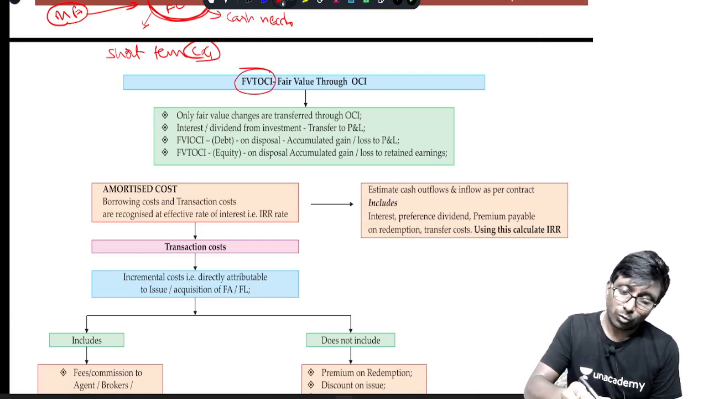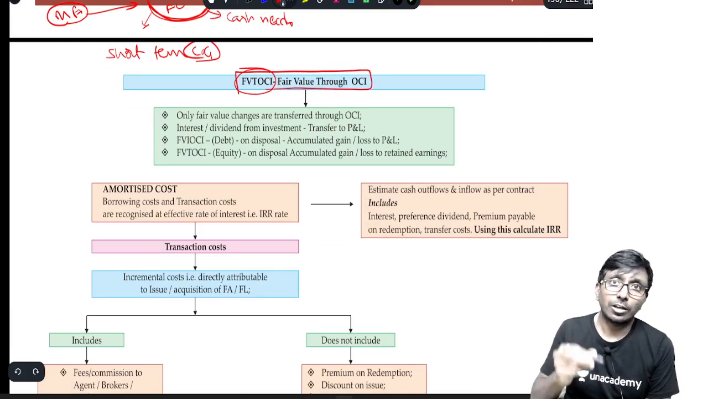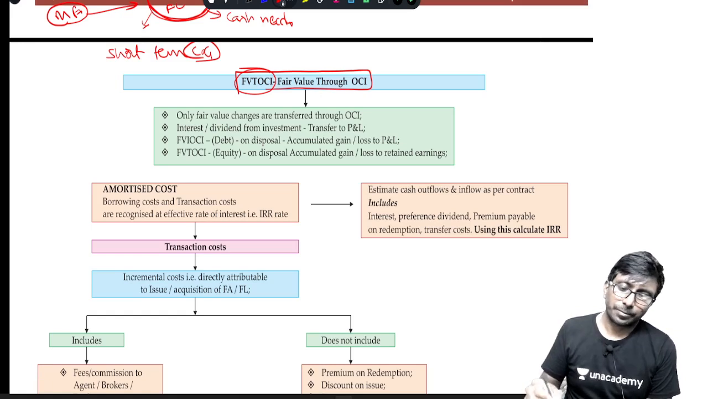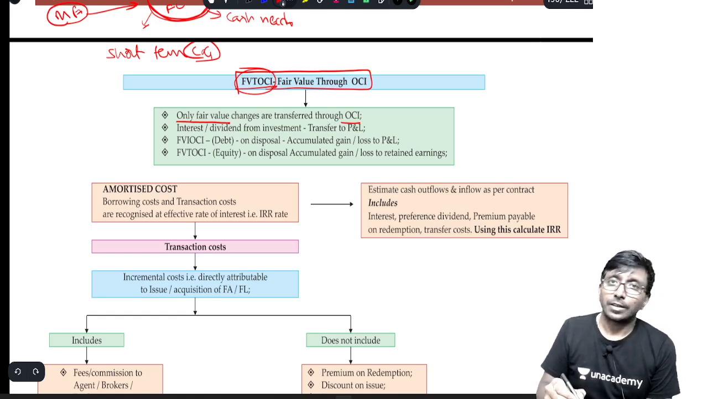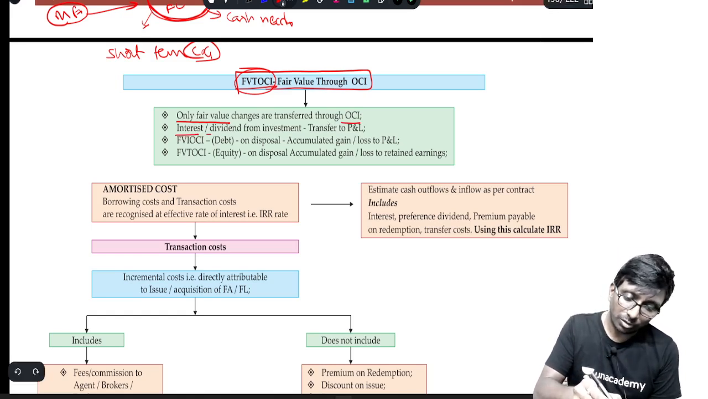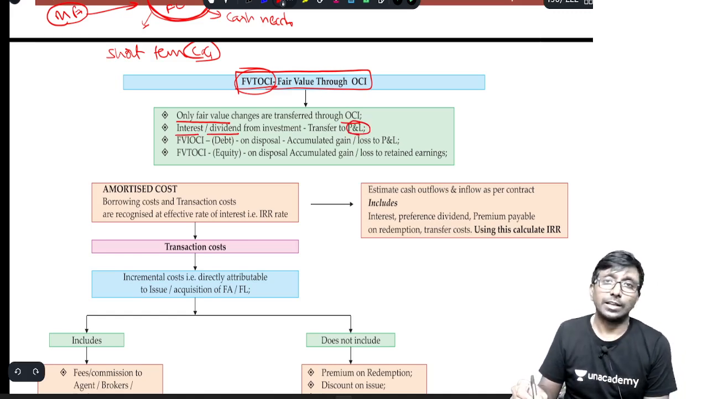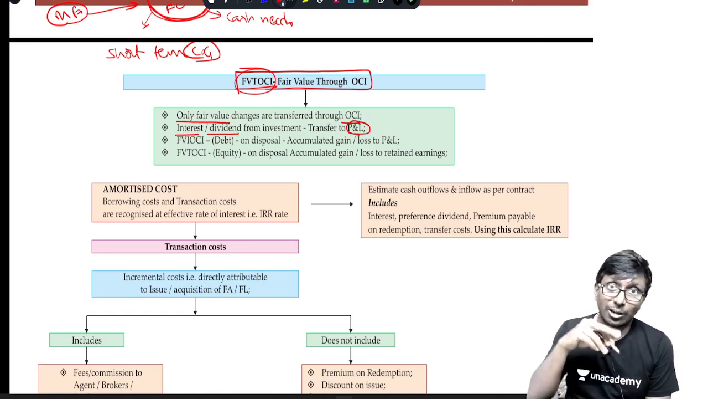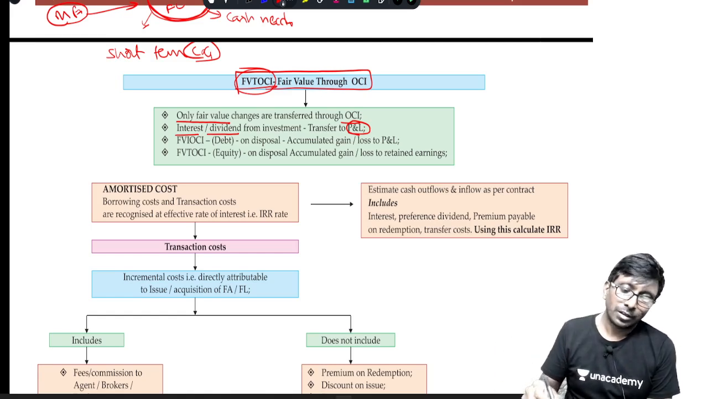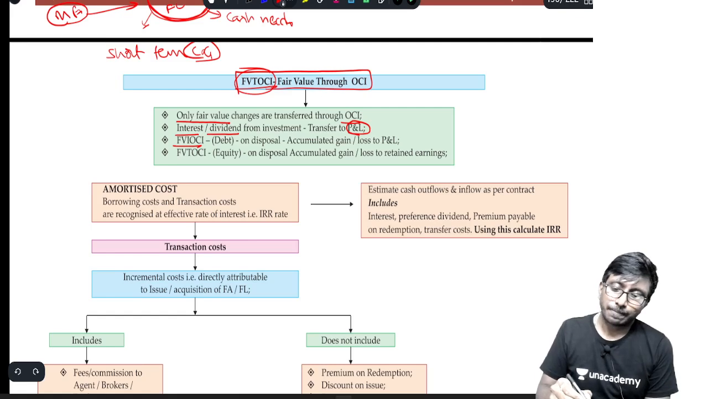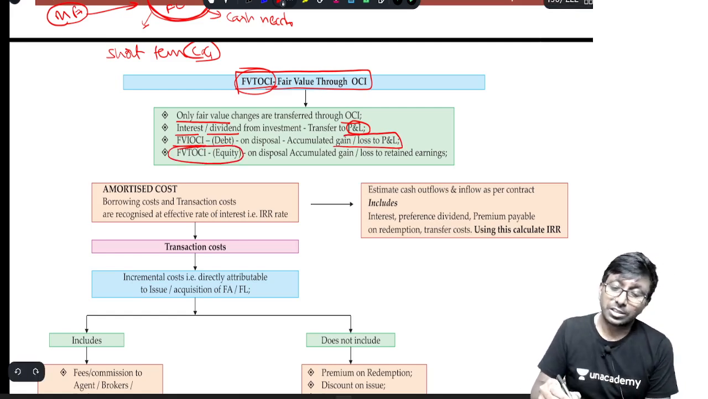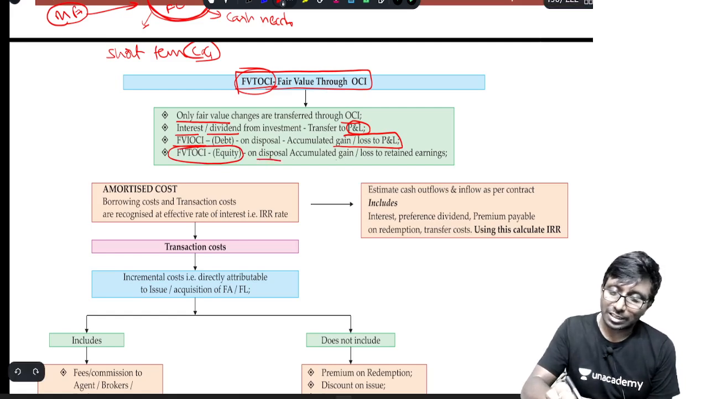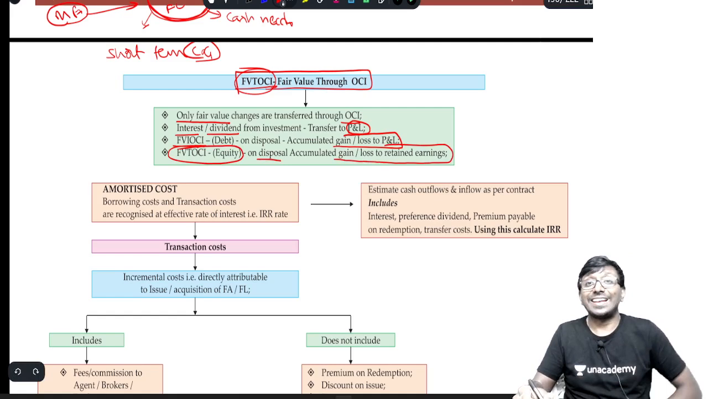When I say FVTOCI, fair value through other comprehensive income, only fair value changes should be routed through OCI. But on that instrument, if you receive interest amount or dividend income, that should normally be transferred to P&L. Only the fair value fluctuation gain or loss should go to OCI. On disposal, FVTOCI should be transferred to the P&L statement. But if it is an FVTOCI equity instrument, what will happen? At disposal, the accumulated gain or loss will be transferred to retained earnings.